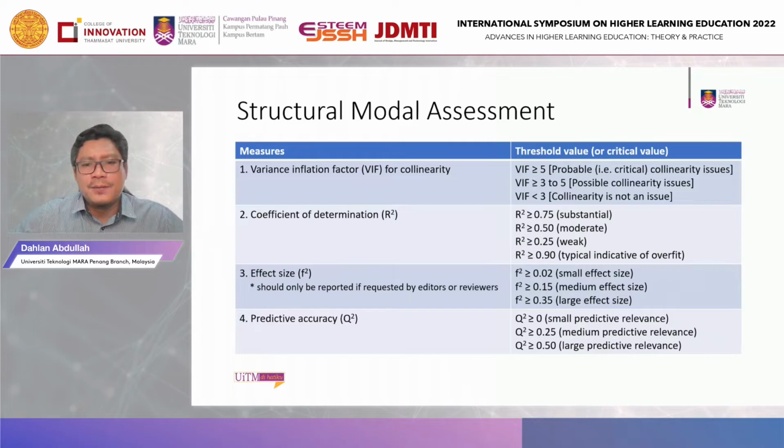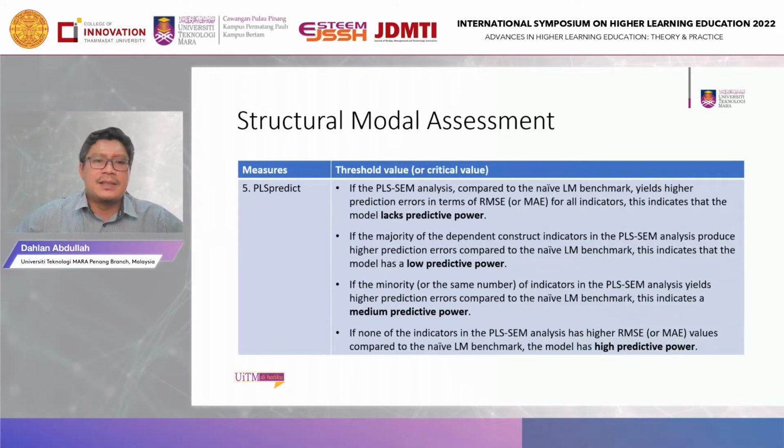Okay, now these are the threshold values to determine collinearity by using VIF, and this is the threshold value for the coefficient of determination, or R square, to represent the explanatory power of the model. Another measure is optional, whether you want to report the effect size or not. If the editor or reviewer requests you to show the effect size, you can report it, and these are the threshold values. To test the predictive power of the model, we can use Q square or predictive relevance, and this is the threshold. Another one is PLS predict.